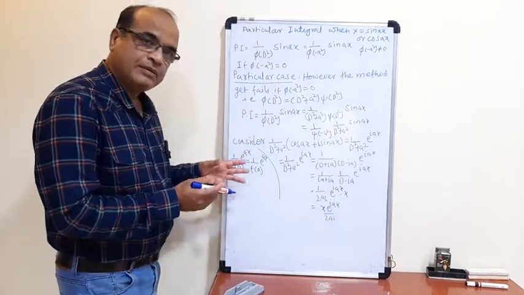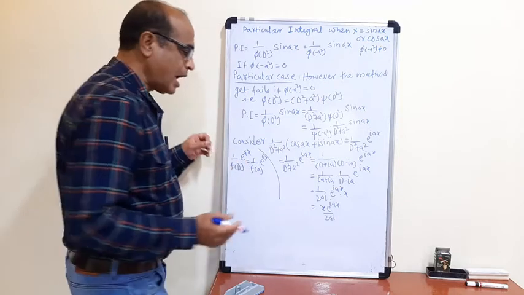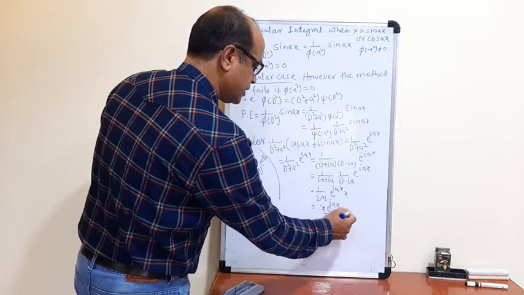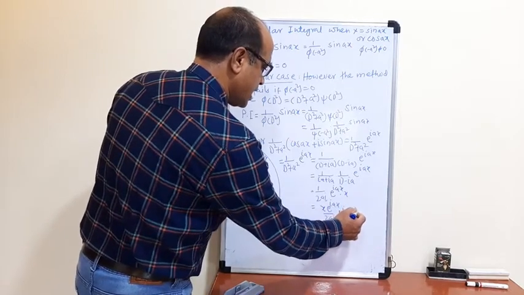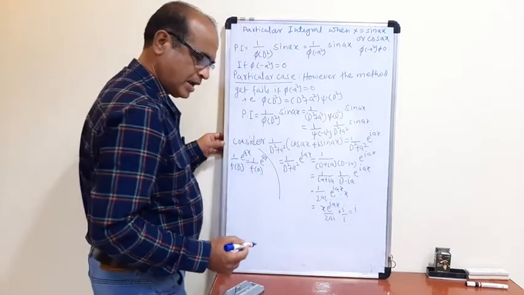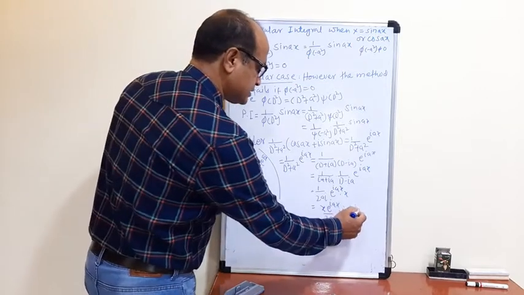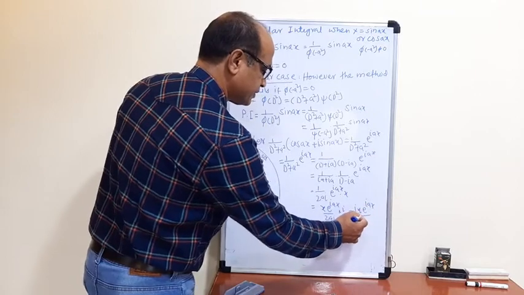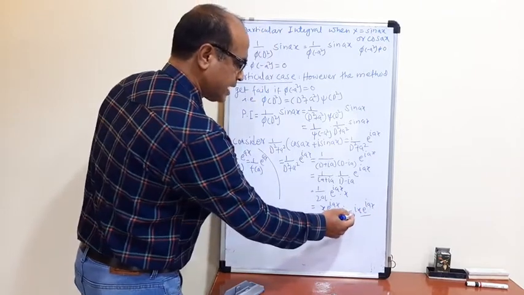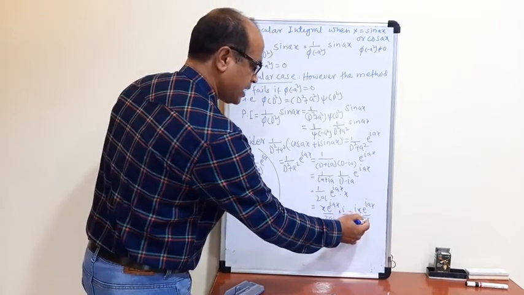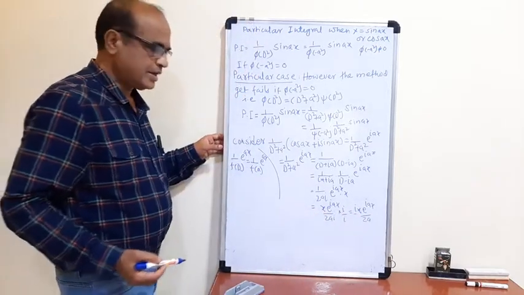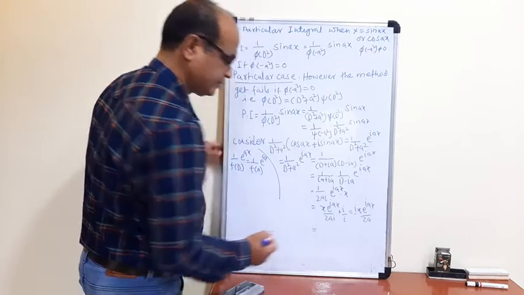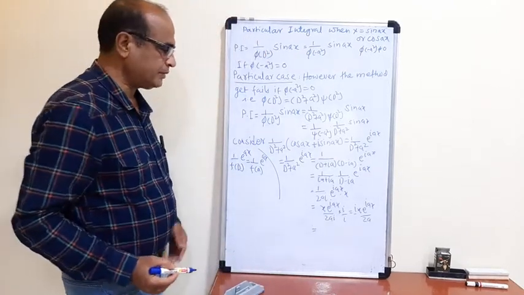So we multiply the numerator and denominator by i. So then what happened? i divided by i squared. So this is i x e raised to ix. Okay. So i square is minus 1, so this is equal to the following.